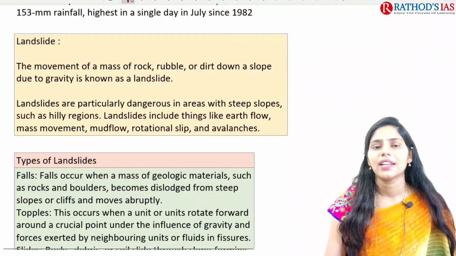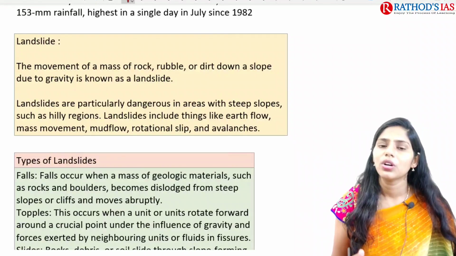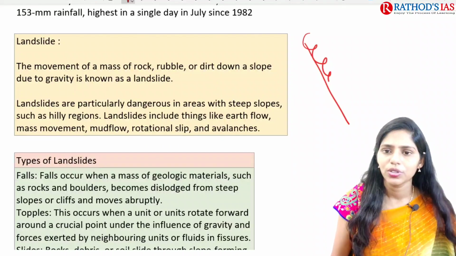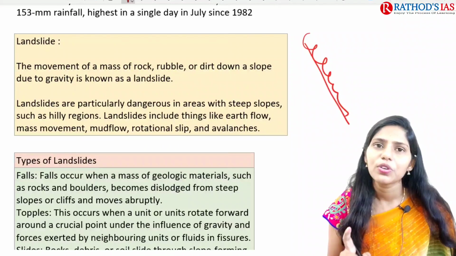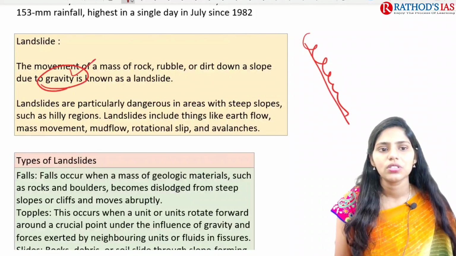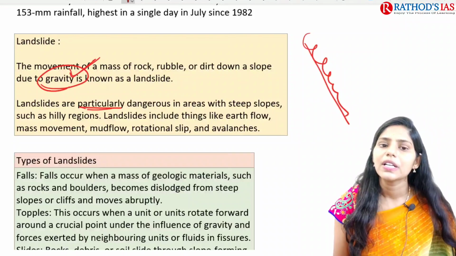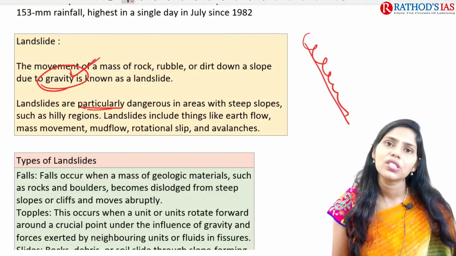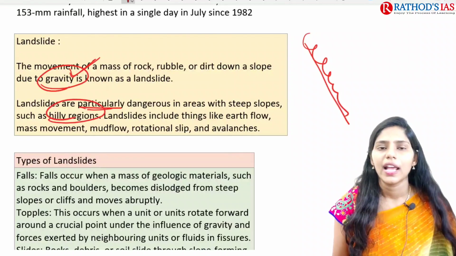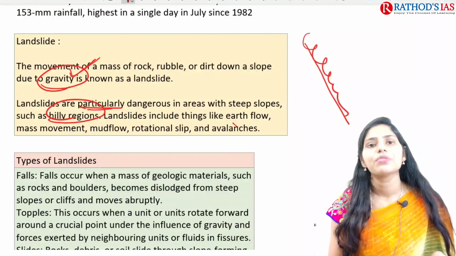So what is a landslide? A landslide is nothing but the movement of a mass of rocks, rubble or dust down a slope. If it is a slope, there is a falling down, primarily because of gravity. Gravity is the important reason for landslides. Landslides are particularly dangerous in areas with steep slopes, for example in hilly regions, and we can see there are different types of landslides.